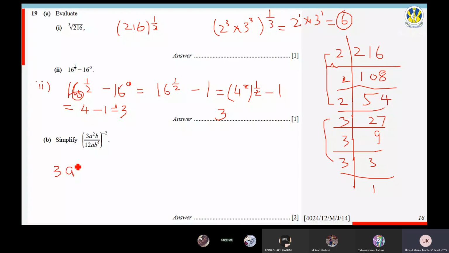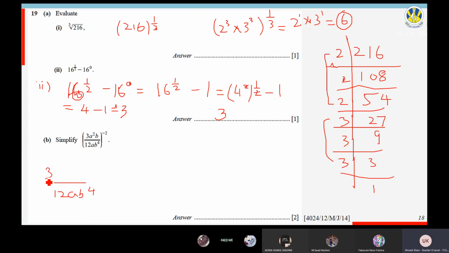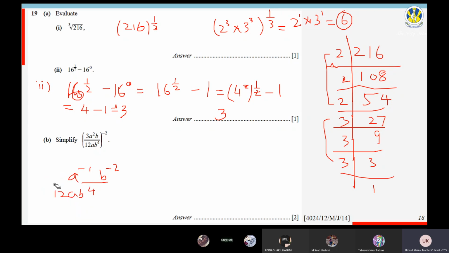3a square b over 12ab to the power 4. So what will be the first step? Now I'm going to write down the first step for you. So it will be 3 power minus 2, then a power minus 4, then b power minus 2. Is this the correct way or is there any other way to solve this question as well?